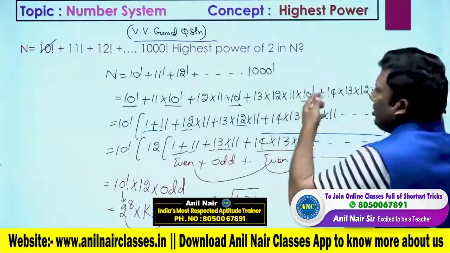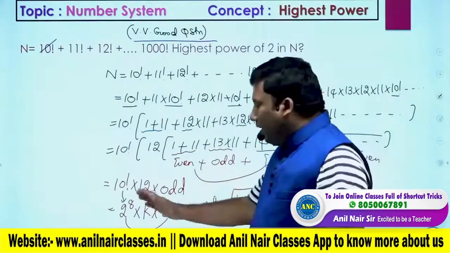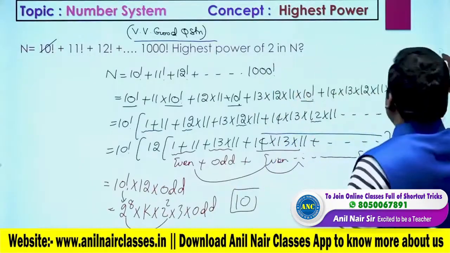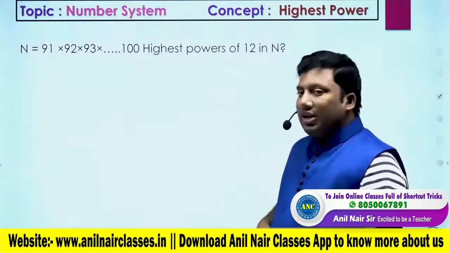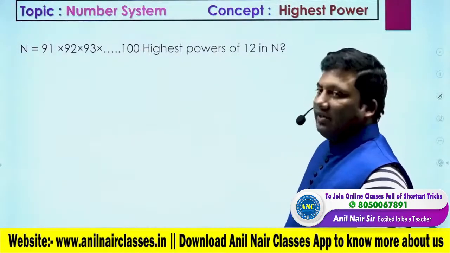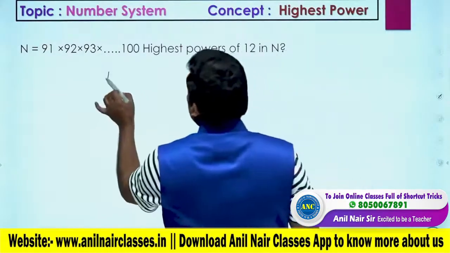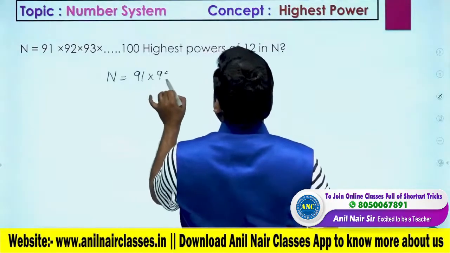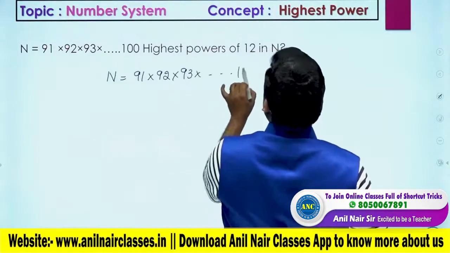So it is addition, we have to add it, and we have to check what is beyond 10 factorial, what is the nature of the numbers which are getting multiplied. Another one: n equivalent to 91, 92, 93 till 100, highest power of 12 in n. Question is n equivalent to 91 into 92 into 93 and so on up to 100.